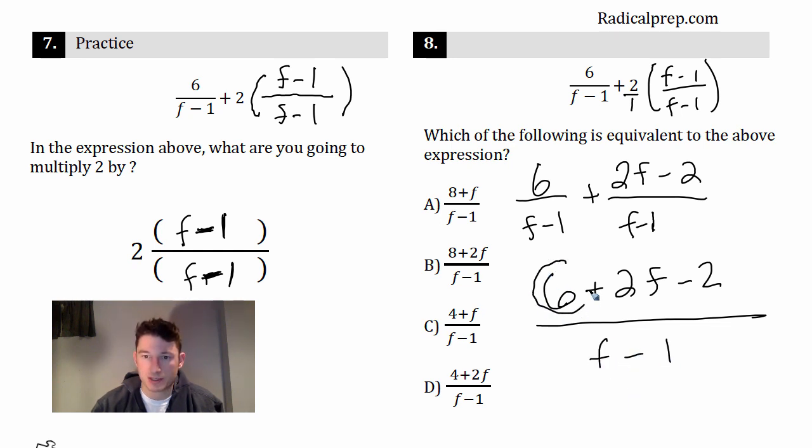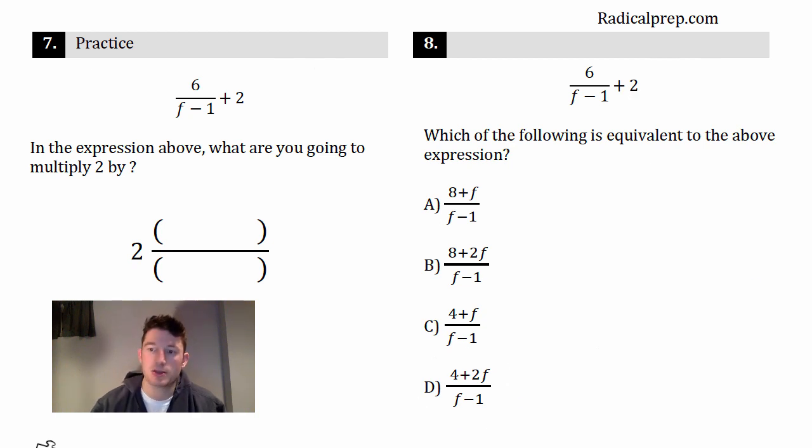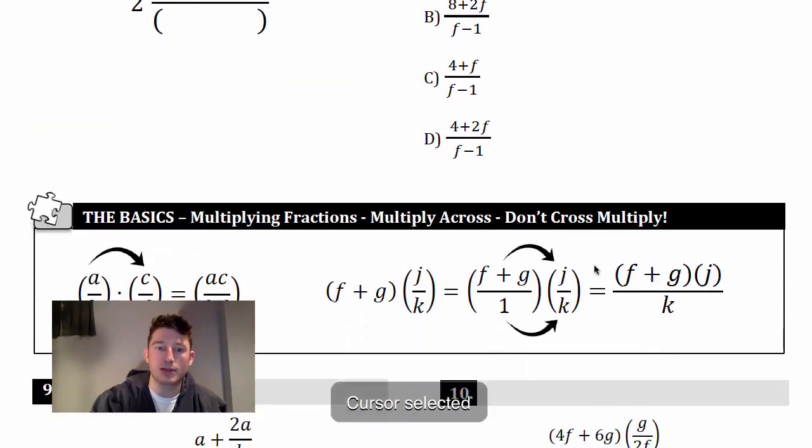And then we have 6 minus 2. So that's going to be 4 plus 2f all over f minus 1. 4 plus 2f all over f minus 1. Choice D. You're done. That easy. Let's keep going.